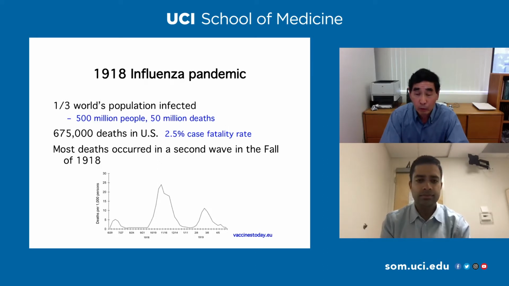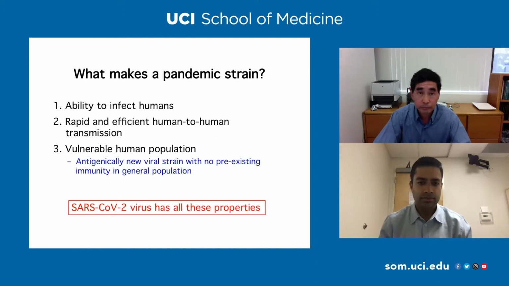Now, an important feature of that pandemic is that it came in several waves. There was the first wave in the spring of 1918, but a second wave in the fall. Now, we don't know what's going to happen with this current pandemic, but just to be aware that not all the cases can occur all at once. And even if the current outbreak ends, we are at risk for additional waves.